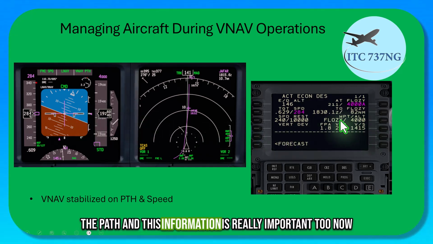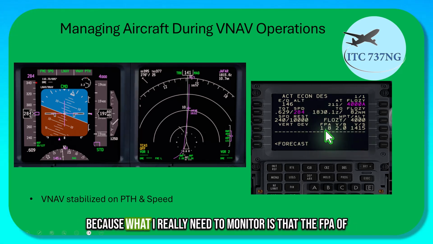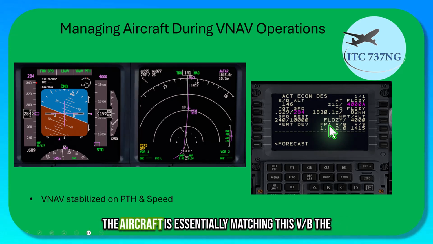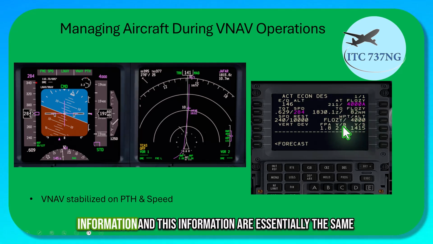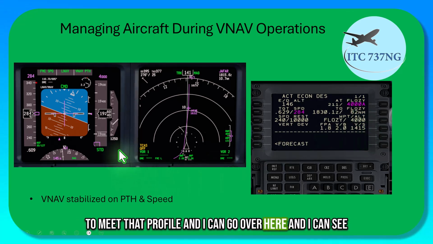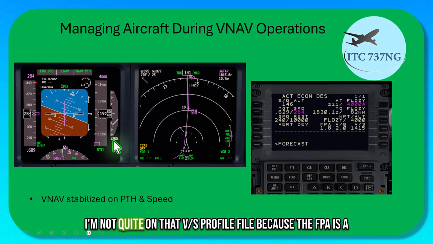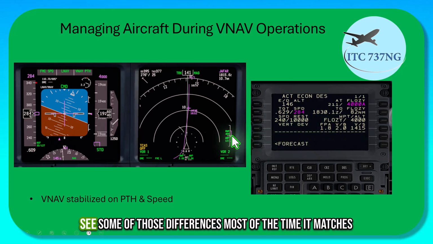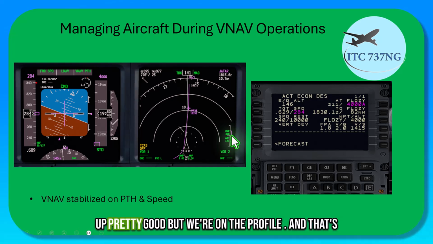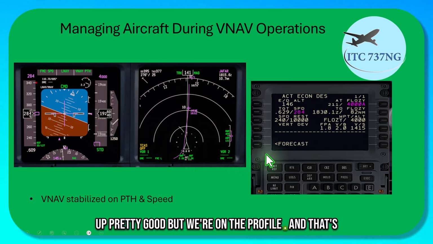And this information is really important too now, because what I really need to monitor is that the flight path angle of the aircraft is essentially matching this vertical bearing, the computer, to the 4,000 feet. I see this information and this information are essentially the same to meet that profile. And I can go over here and I can see I'm not quite on that vertical speed profile because the flight path angle is a little bit different than vertical bearing. But you know, you're going to see some of those differences. Most of the time it matches up pretty good, but we're on the profile, and that's what's important.